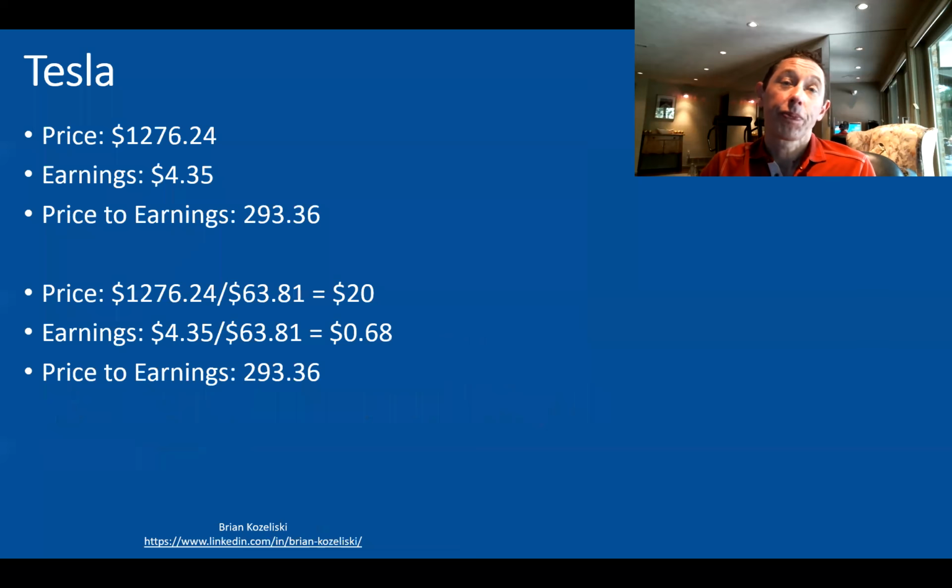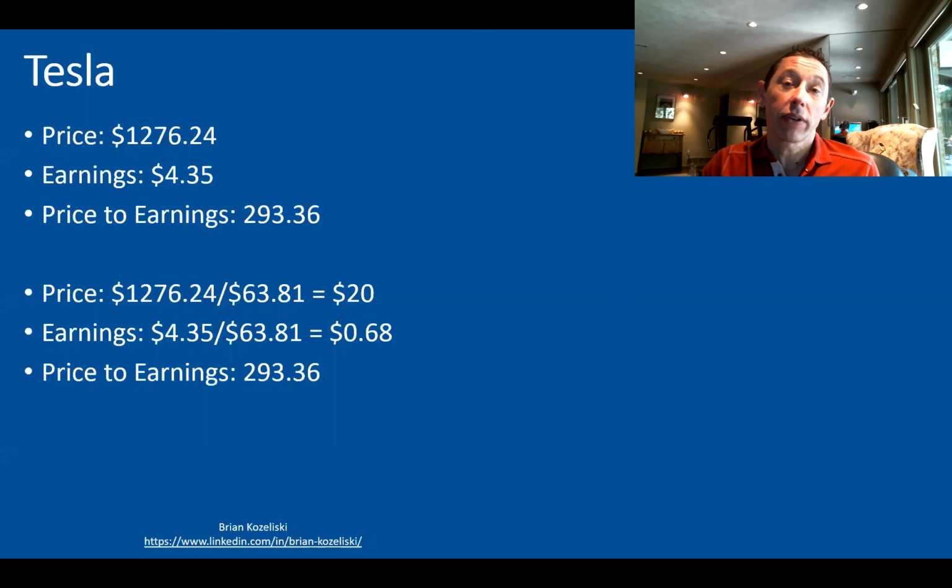Let me explain. Let's first consider Tesla. It has a price of almost $1,300, earnings per share of $4.35, giving it a PE ratio of 293.36. Now, what I want to do here is think about normalizing a stock's price to $20. So we could divide the share price of Tesla by $63.81, giving it a price of 20. Then we'd have to do the same thing to earnings, giving it earnings per share of 68 cents. The key point here is that the price to earnings ratio does not change.